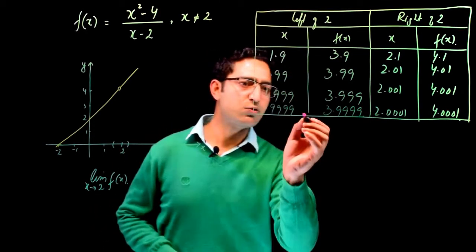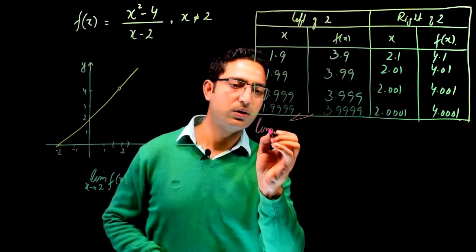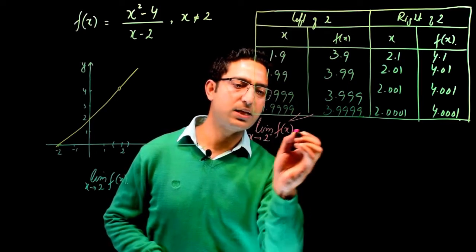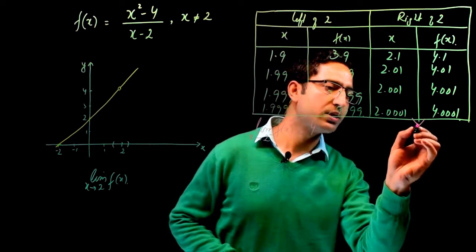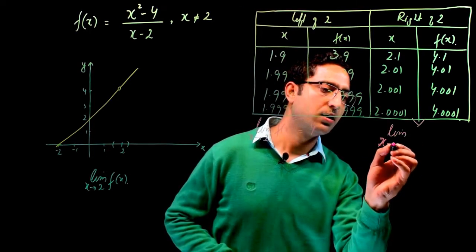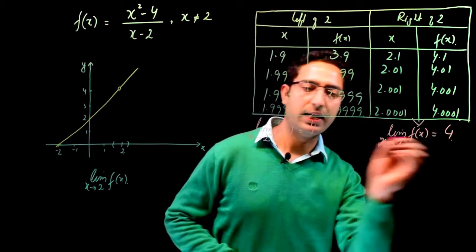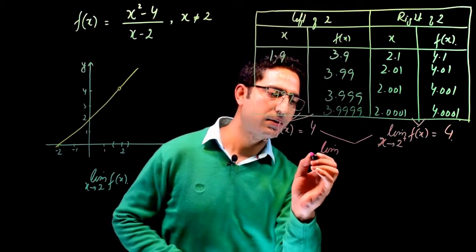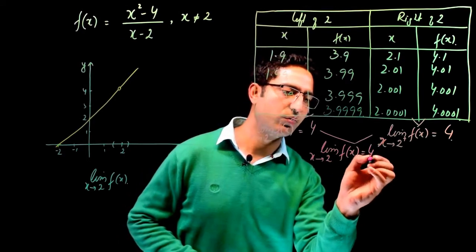If we look at these two columns, it says that the limit of f(x) as x goes to 2 from the left is 4, that means the left hand limit is 4, and these two columns tell us that the right hand limit of f(x) at 2 is also equal to 4, and these two in combination give us that limit of f(x) as x approaches 2 equals 4.